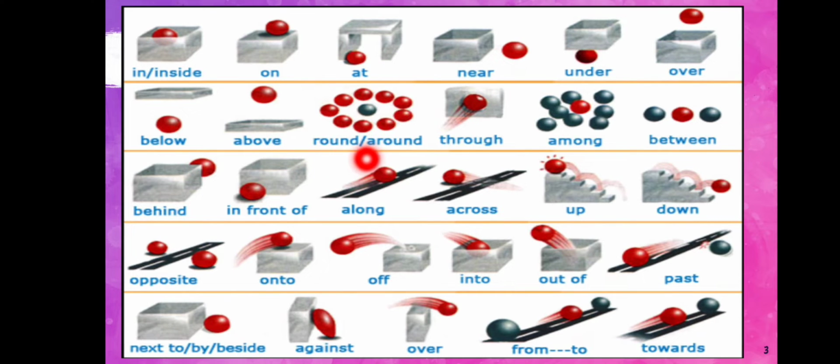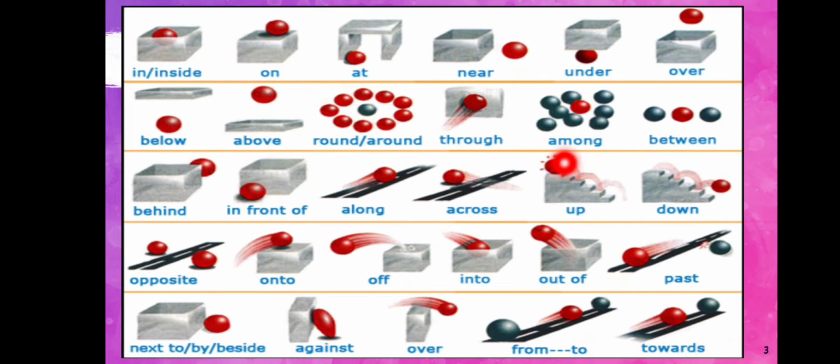Then where is the ball now? In this picture, the ball is round or around, right? It is around the red balls. The black ball is around the red balls. Here in the next picture, you can see the ball is through. It is kept through the box.